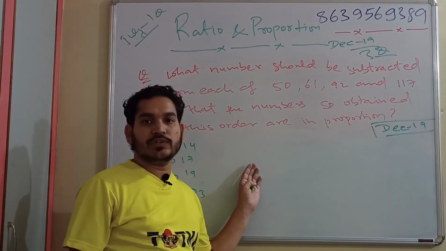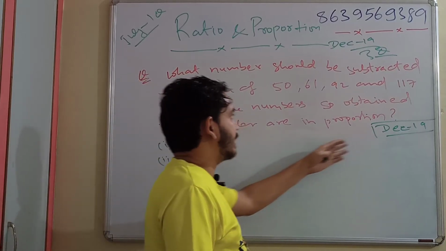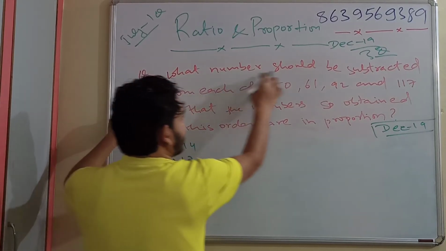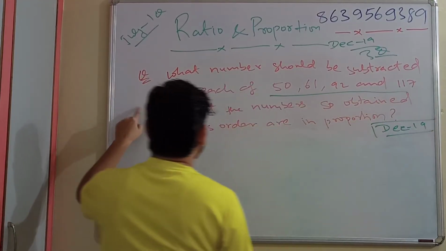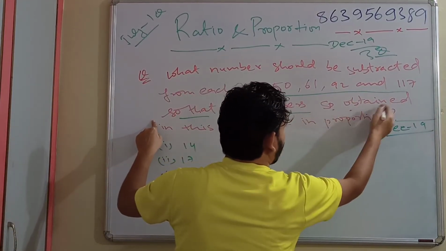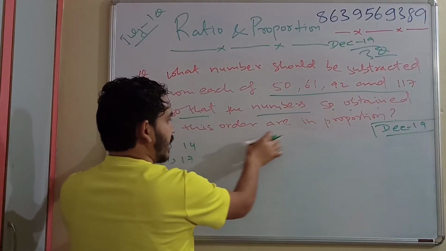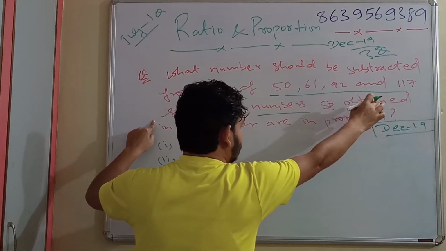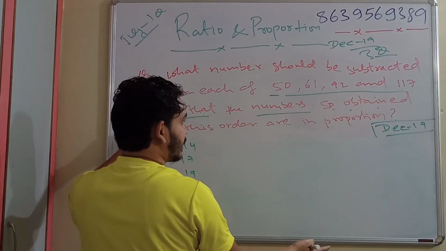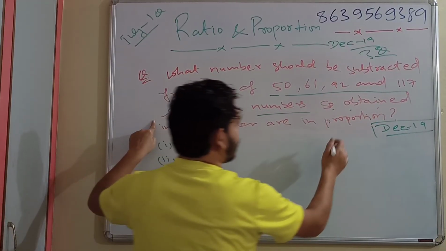Okay, so this is one question which was asked in December 19. Let's say, what number should be subtracted from each of these four numbers so that the numbers so obtained in this order are in proportion? That means when you will subtract some number from each, what numbers you are getting after that, those all four numbers will be in proportion.